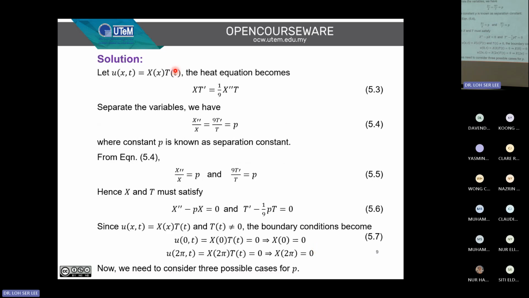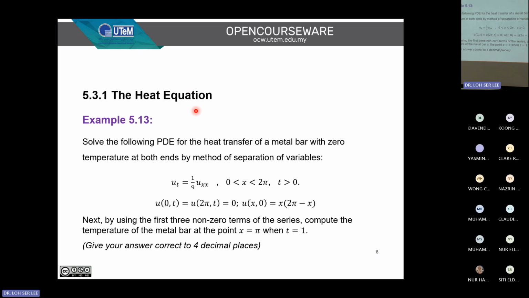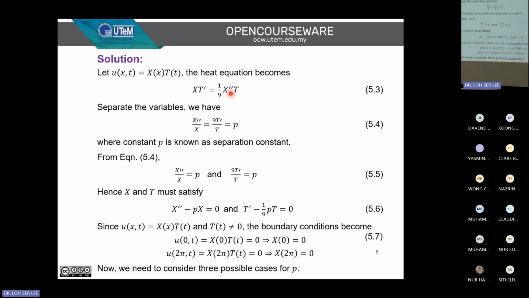So this is the one from just now. U_t is X T prime, and U_xx is X double prime T. So you get this. This is the first step: separate the variables, X to the right, T to the left. We let the 9 follow the T, so you have 9T prime over T equals to P. We let the constant follow the first order differential equation.